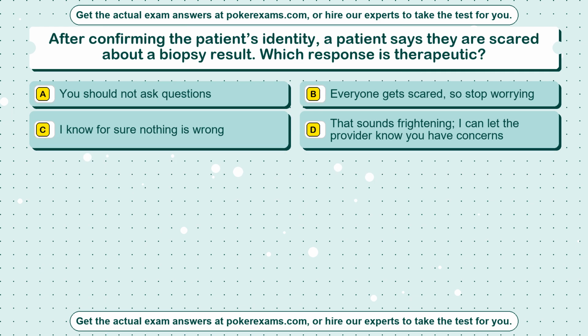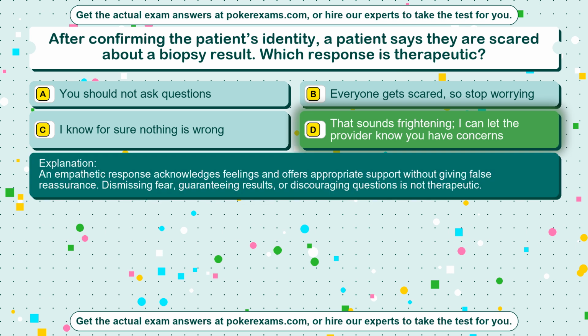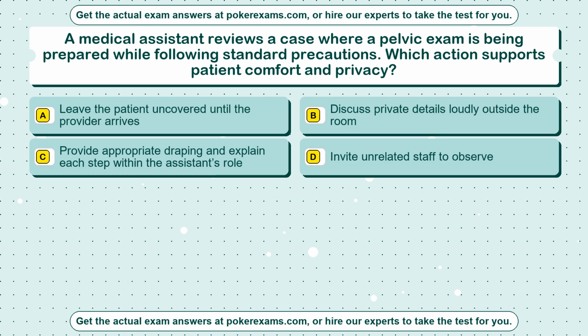Question 78. After confirming the patient's identity, a patient says they are scared about a biopsy result. Which response is therapeutic? Option A. You should not ask questions. Option B. Everyone gets scared, so stop worrying. Option C. I know for sure nothing is wrong. Option D. That sounds frightening. I can let the provider know you have concerns. The correct answer is option D. That sounds frightening. I can let the provider know you have concerns. An empathetic response acknowledges feelings and offers appropriate support without giving false reassurance. Dismissing fear, guaranteeing results, or discouraging questions is not therapeutic. Question 79.